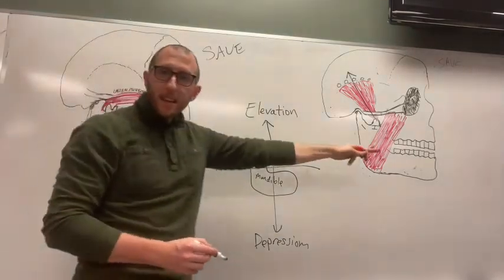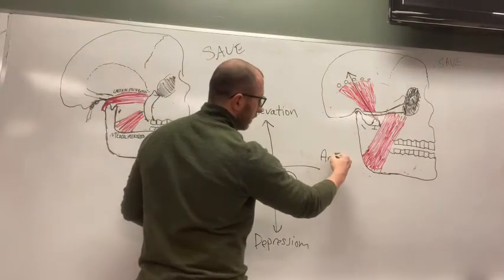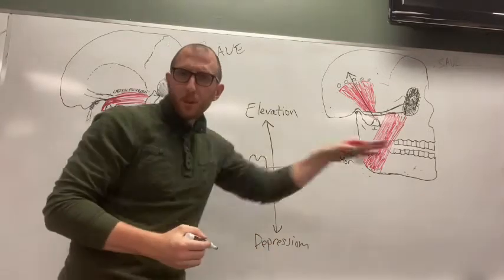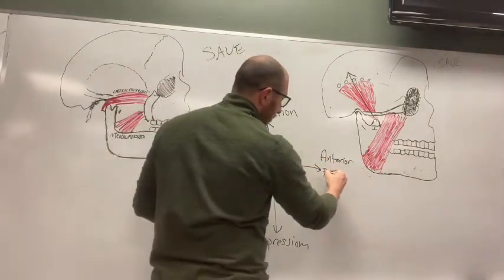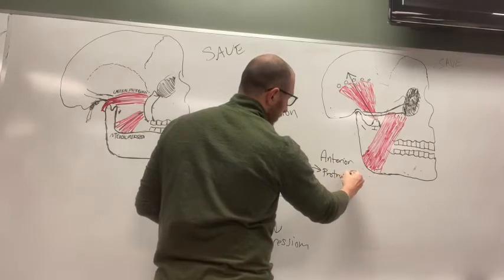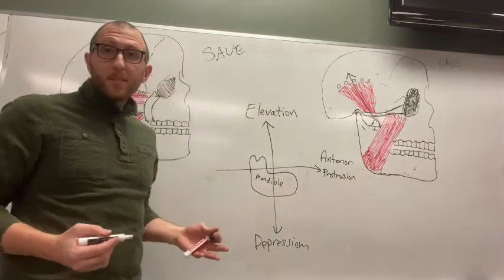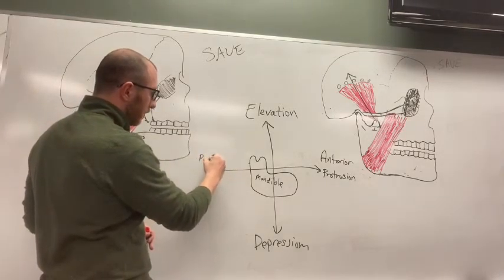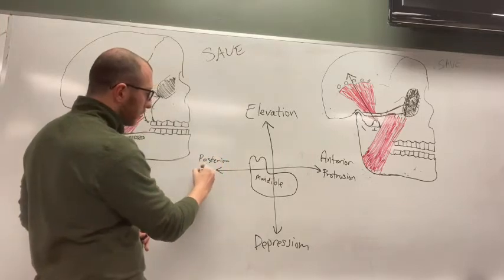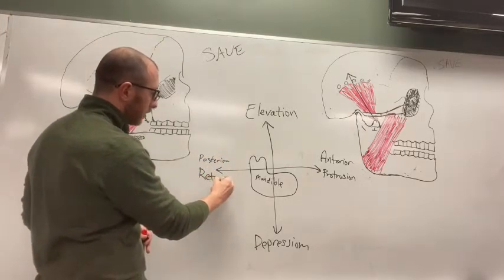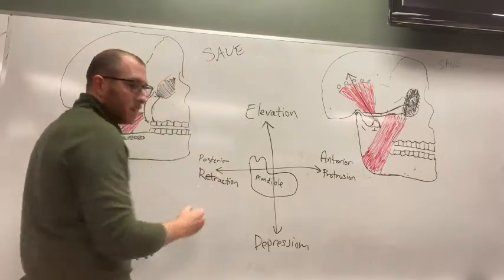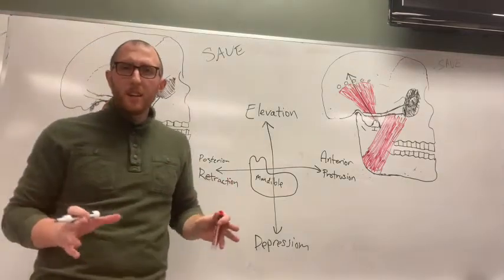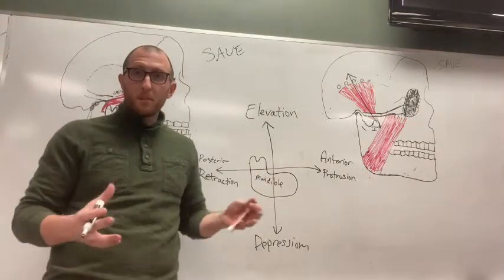How about take it anteriorly? This is anterior over here. Well, that would be the protrusion. So protrusion going this way, which leaves posterior displacement of the mandible, posterior this way, and we would call that retraction. So you've got retraction, protrusion, elevation, depression. Hang with me here because we're about to get to this first muscle, the temporalis.